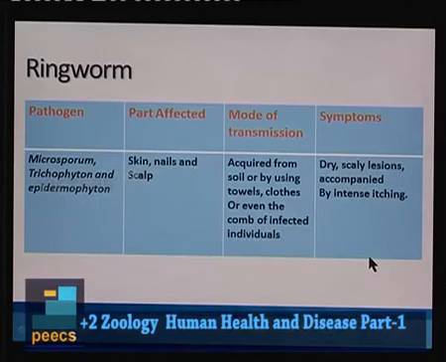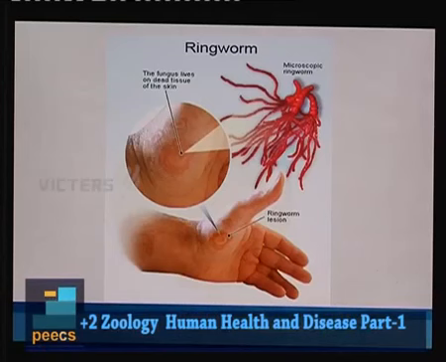Now, what are the symptoms? Symptoms are dry, scaly lesions. Wherever it is getting affected, that body part will show dry, scaly lesions, and these lesions are accompanied by itching. Here you can see in this picture ringworm affecting skin, and it is showing lesions on the affected body part.